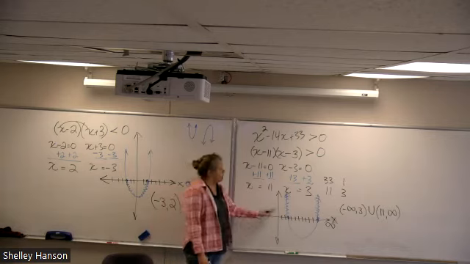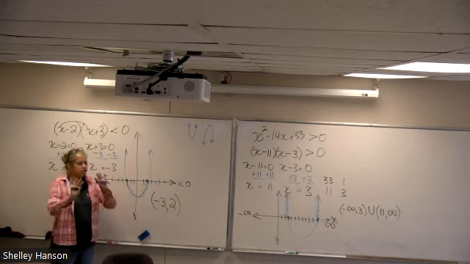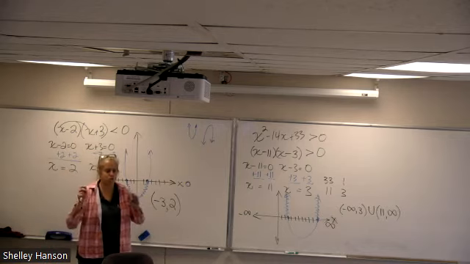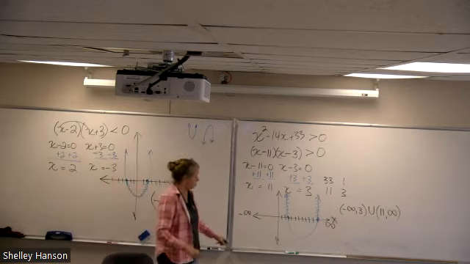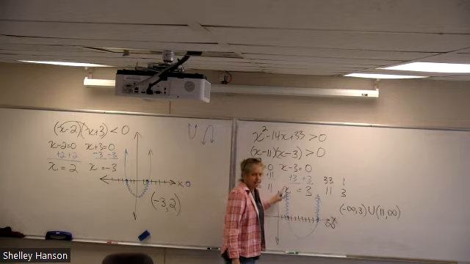Okay? So do you see why this one is one interval? It just depends on what part of the graph you want to include in your intervals. This one I had two separate intervals because it wanted to know where this was above the x-axis, which was two different places.